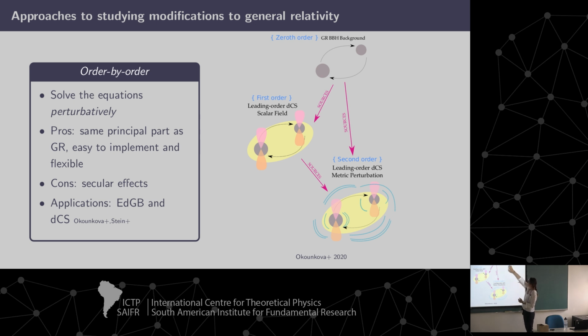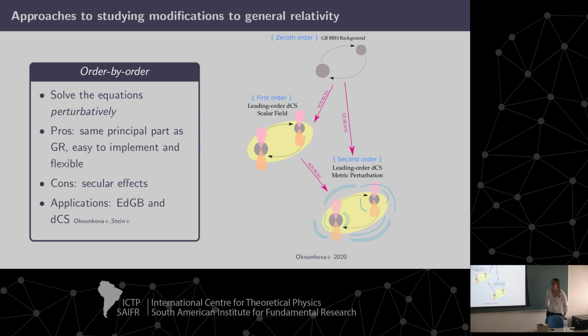So what you can do here is you start at 0th order, where you just have GR. Then you use this 0th order solution to source the 1st order solution, which is usually, when you have an extra degree of freedom, like in dynamical Chern-Simons, going to source the scalar field. And then you can keep going. And so what you would then get at 2nd order would be the leading order corrections to your metric. This is nice because it's very simple to implement. It applies to a bunch of theories, but the problem is that it's prone to secular effects. This has been used by a bunch of people: Marsh, Okounkova and Stein have applied it to Einstein-dilaton-Gauss-Bonnet and dynamical Chern-Simons. But yeah, it has some problems.